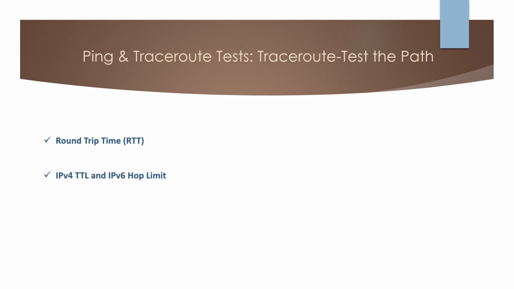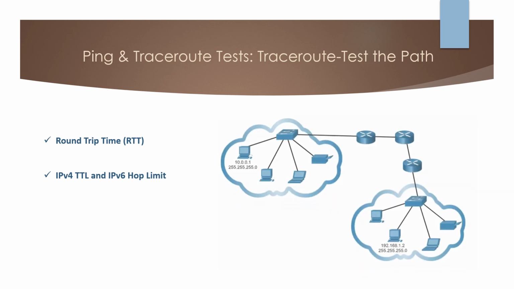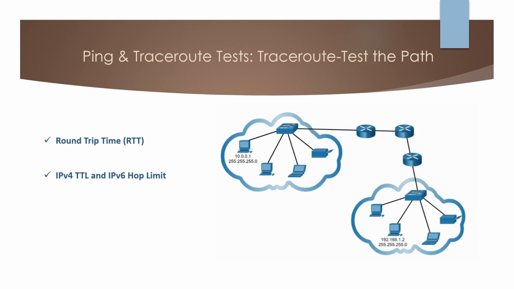We have also IPv4 time to live and IPv6 hop limit. Traceroute makes use of the time to live field in IPv4 and the hop limit field in IPv6 in the Layer 3 headers, along with the Internet Control Message Protocol time exceeded message. Here in this animation, we can see how Traceroute takes advantage of time to live.